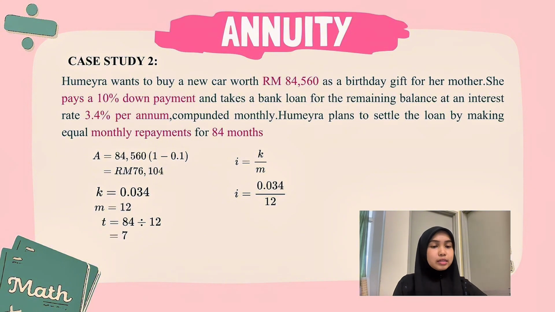And then from the question, the interest rate is 3.4% per annum. So our K is 0.034, and then Humaira plans to settle the loan by making equal monthly repayments. So our m is 12, and then our term is 84 months, but in our formula we need to change it to years. So from months to years, we need to divide by 12. So 84 divided by 12, we get 7. And then for little i, we have the formula i equal to k per m. So k we already have, 0.034, divided by m, which is 12. So our little i is 0.034 divided by 12.